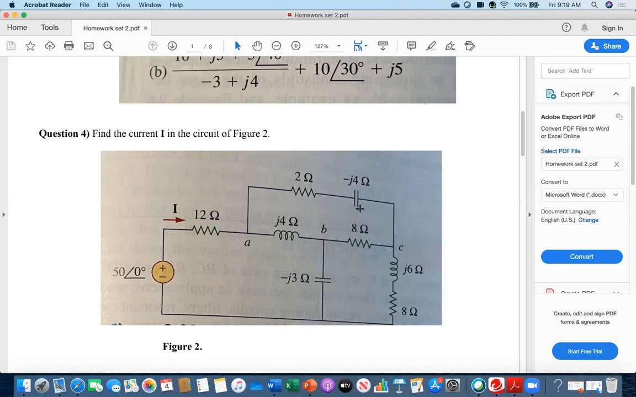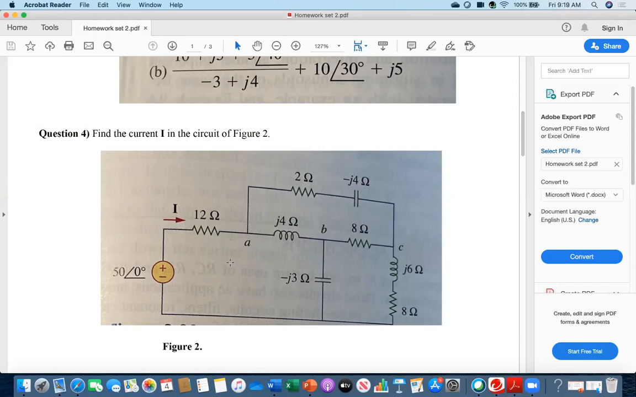The best way for everybody: this is like a delta, you convert delta into Y. So there will be 3 branches. And then you see how you can relate them. There will be series and parallel combinations. And then after manipulating this, the 12 ohm is in series, then you can solve.